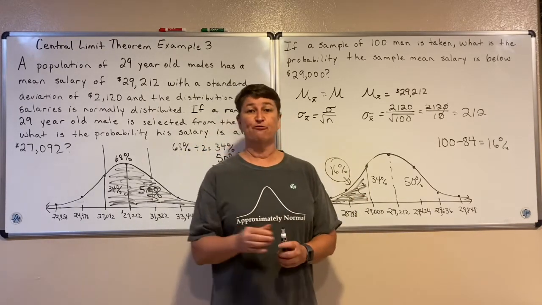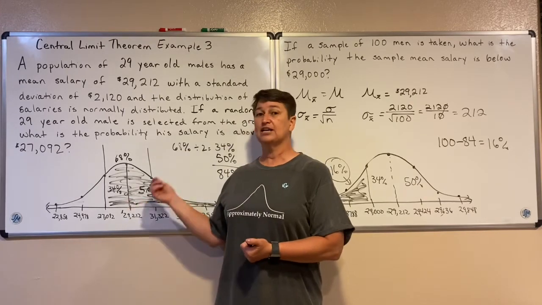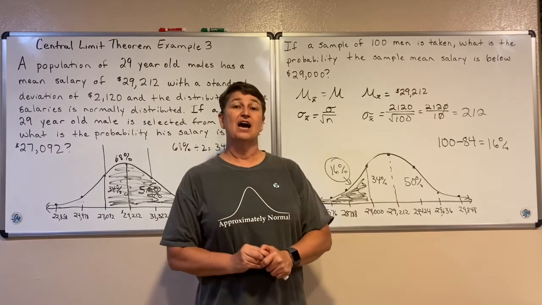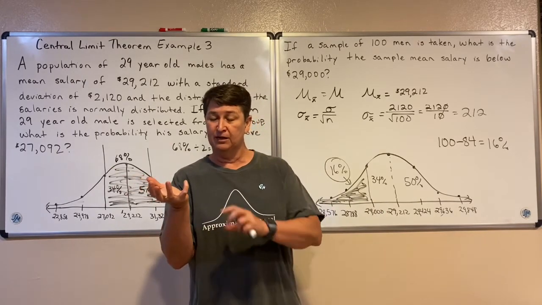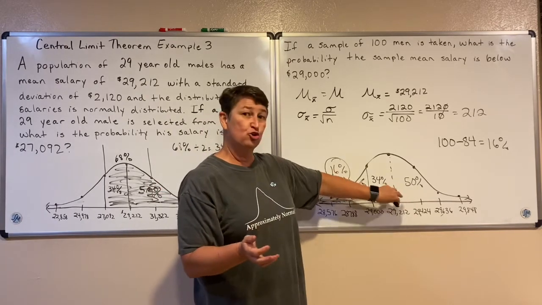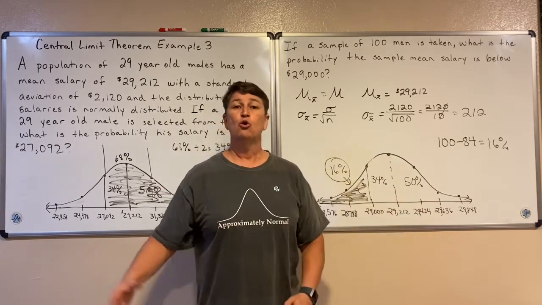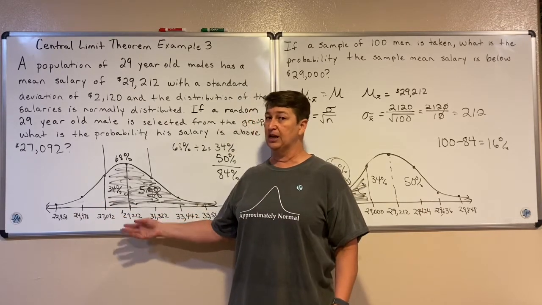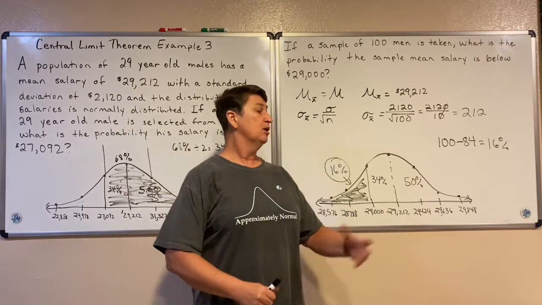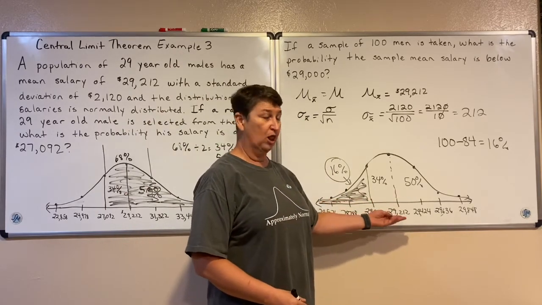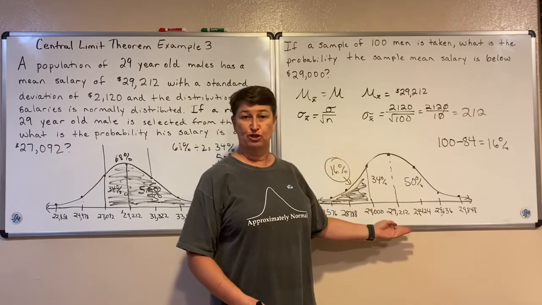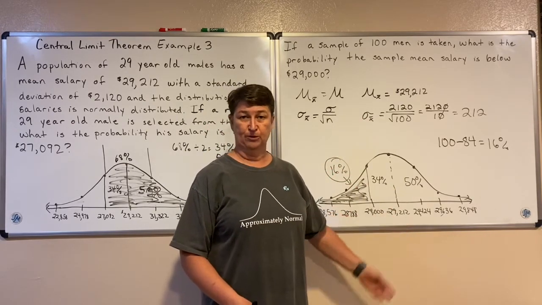So big difference here. Here I just collected one salary from one man. Here I collected a sample of 100 men, got a mean from that sample, and it was part of a new distribution. So when it was just normally distributed, I just used the numbers that we had to draw my distribution. But when I collected a sample, I had to figure out my standard deviation for this new distribution.